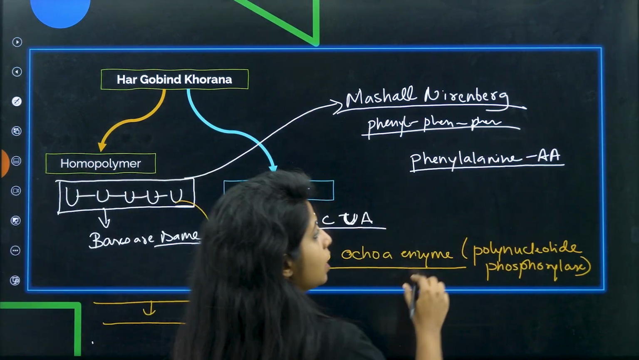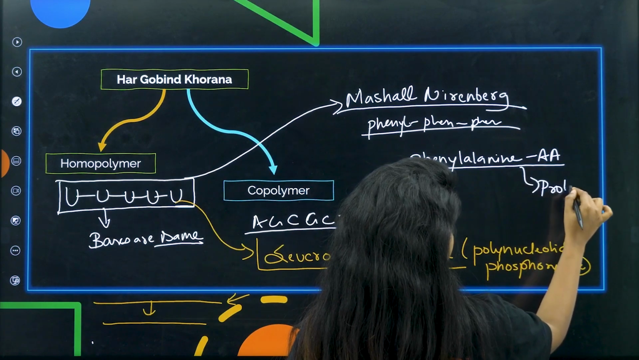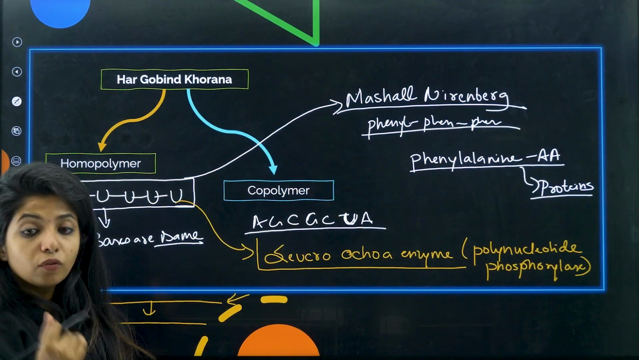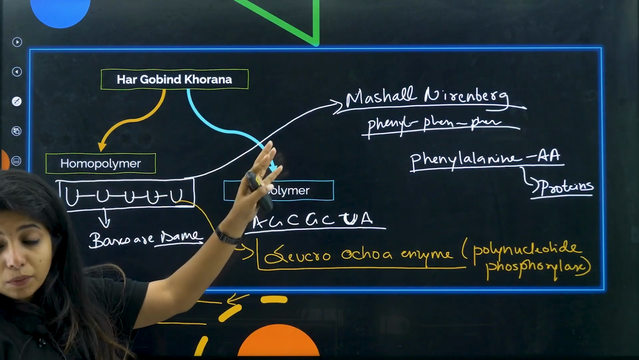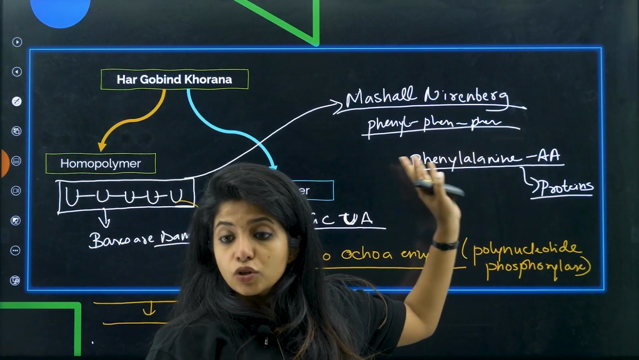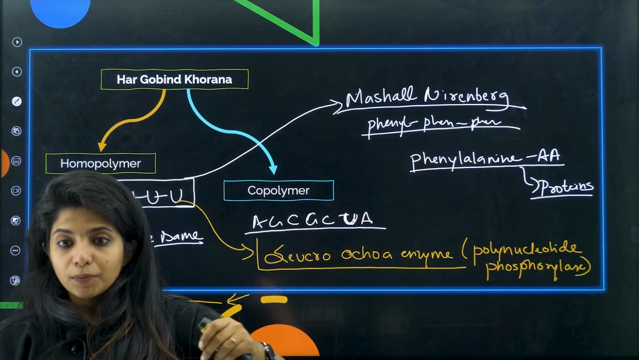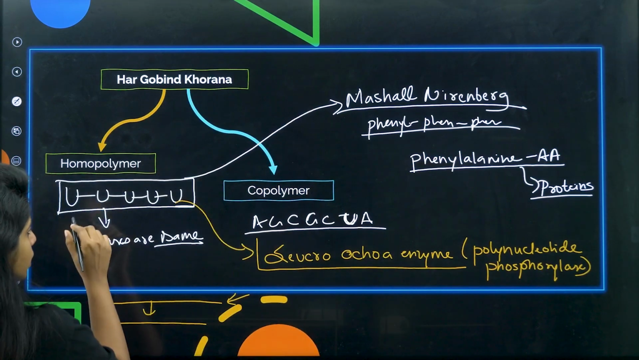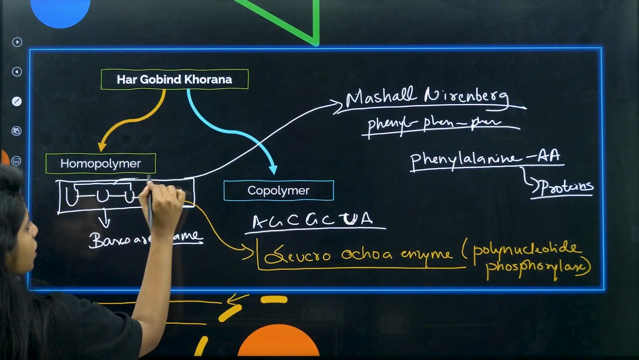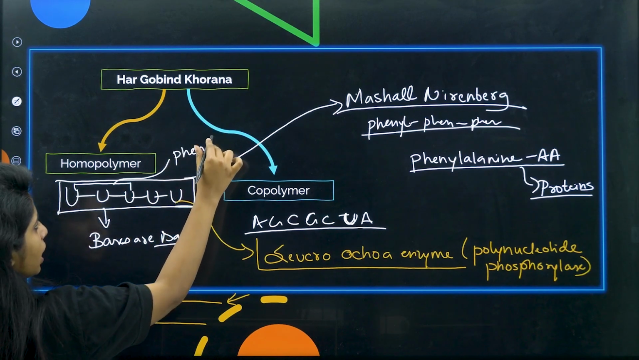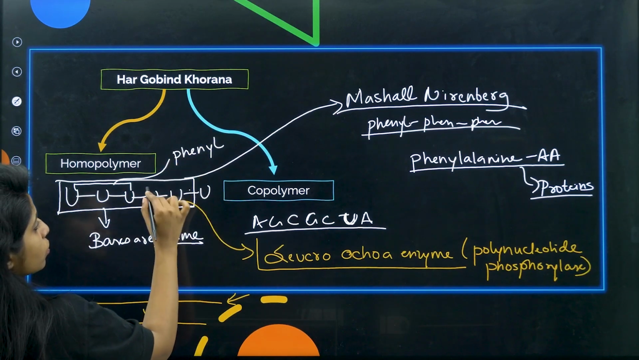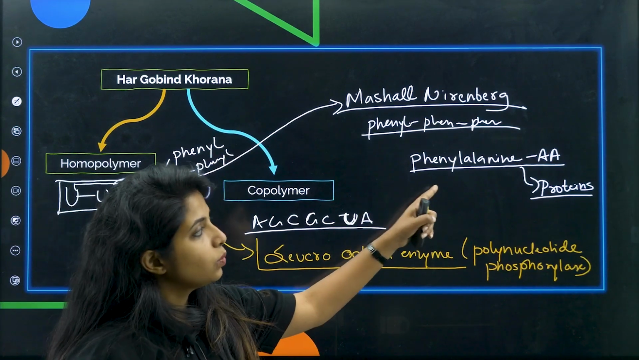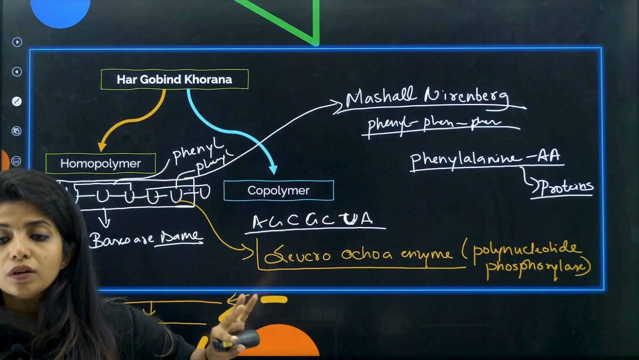So amino acids, basically when they come together, what do they make? They make proteins, right? So basically over here Marshall Nirenberg found that so much phenylalanine was being formed. Okay, nothing else, just the phenylalanine amino acid was being formed. And with this, he understood one thing, that probably UUU is coding for this amino acid, that is phenylalanine. Similarly, the next UUU was also coding for phenylalanine. That is why it was all phenylalanine amino acid that was being formed.